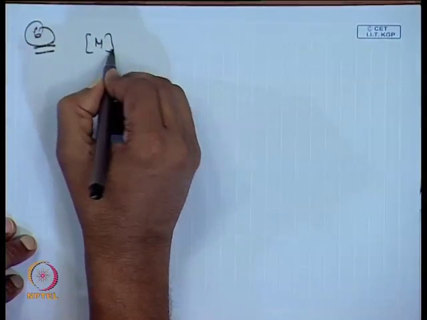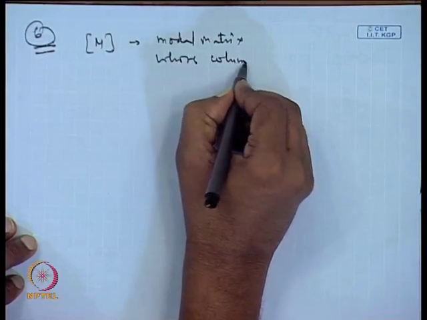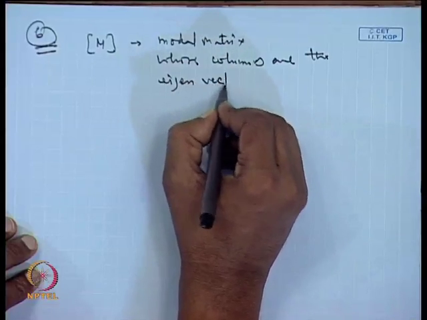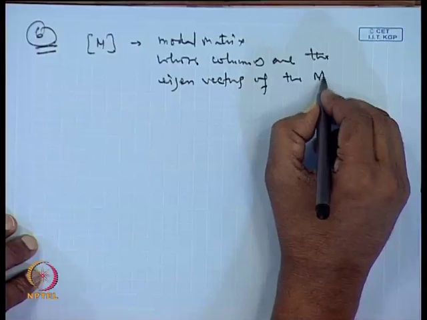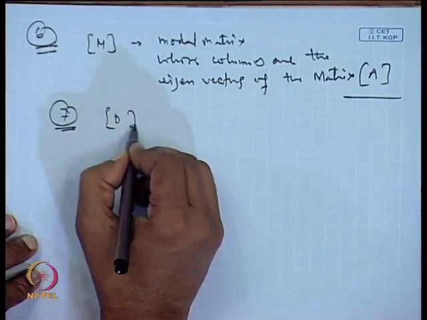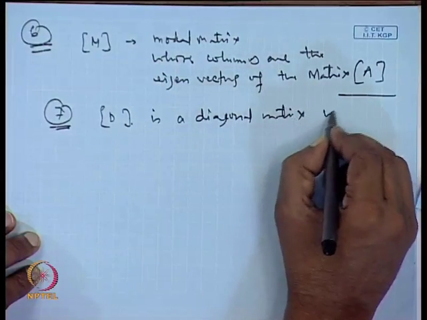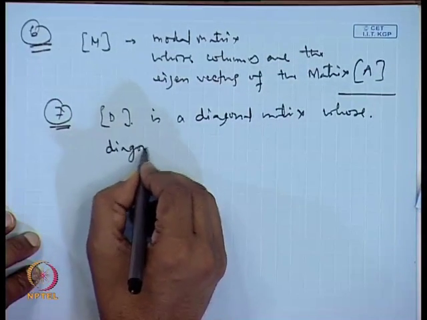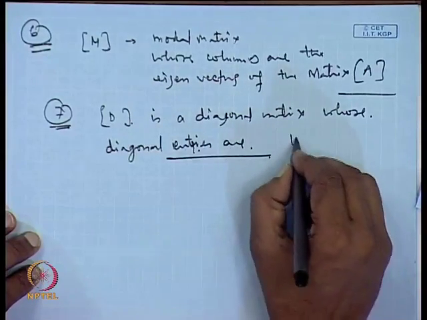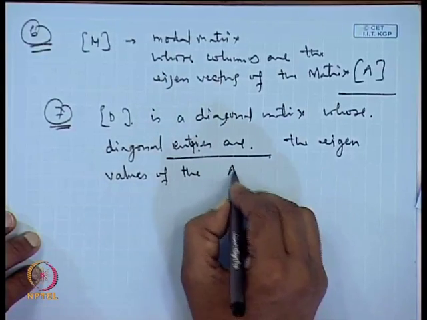The matrix M is called a modal matrix whose columns are the eigenvectors of the matrix A. D is a diagonal matrix whose diagonal entries are the eigenvalues of the A matrix.